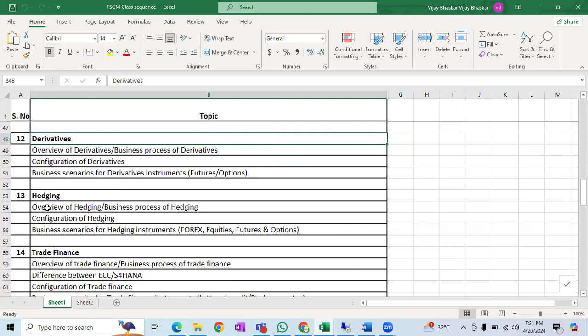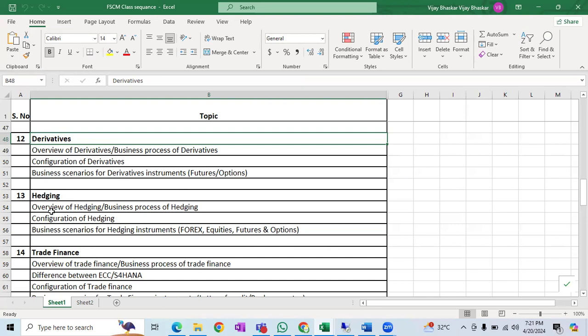Then coming to the hedging. What is the process of the hedging, and why would we require the hedging? The business scenarios which I am going to cover are forex, then equities, futures and options, then commodities. Why did I not mention hedging specifically for commodities? Because the commodities will be part of futures only. That is the reason. So I have not included it specifically for commodities like gold, crude oil, silver, whatever it may be, natural products.